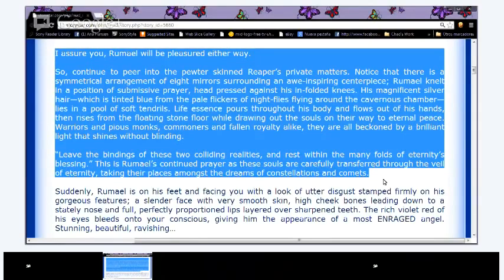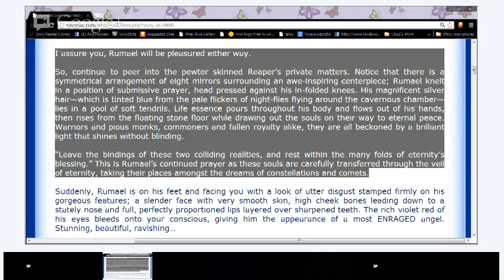I assure you, Romal will be pleasured either way. So continue to peer into the future sky for private matters. Notice that there is a symmetrical arrangement of eight mirrors surrounding an awe-inspiring centerpiece. Romal knelt in a position of submissive prayer, head pressed against his enfolded knees. His magnificent silver hair, which is tinted blue from the pale flickers of night flies flying around the cavernous chamber, lies in a pool of soft tendrils.